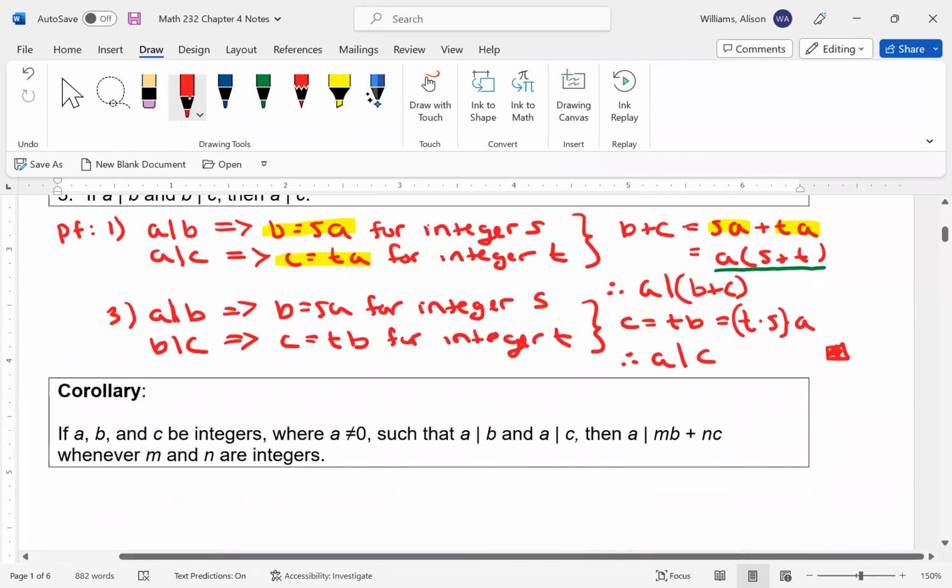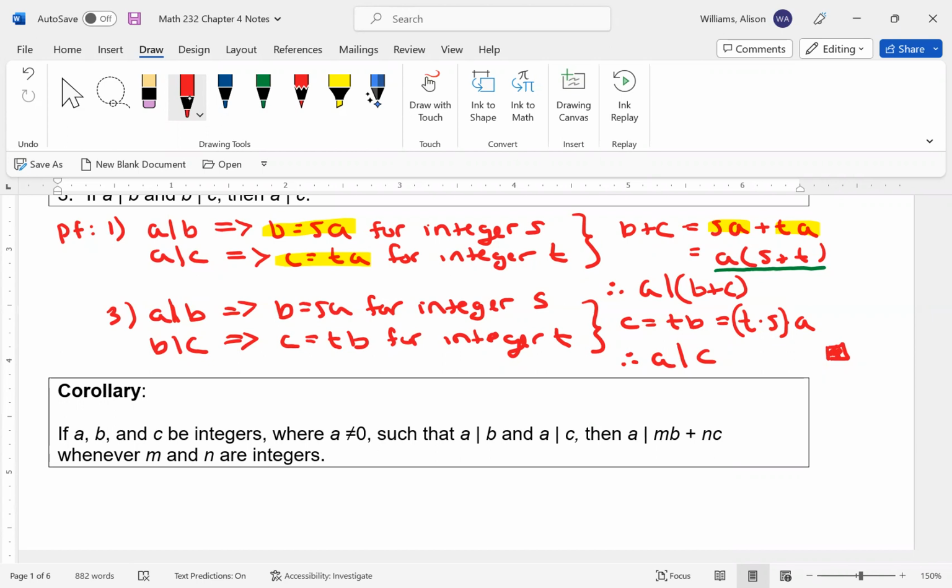Now, this is a corollary that follows from that theorem directly. If a, b, and c are integers, where a doesn't equal 0, such that a divides b and a divides c, then a divides mb plus nc for any integers m and n. So we can not only add the two of them together, but we can even multiply them by something and a will still divide that. Here's what's cool: this follows directly from this theorem.